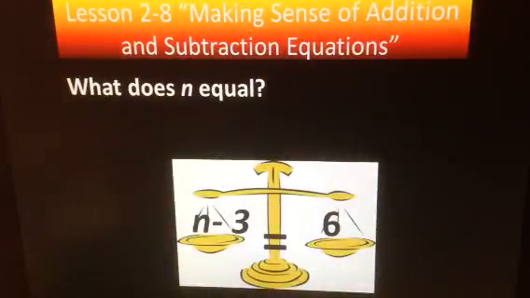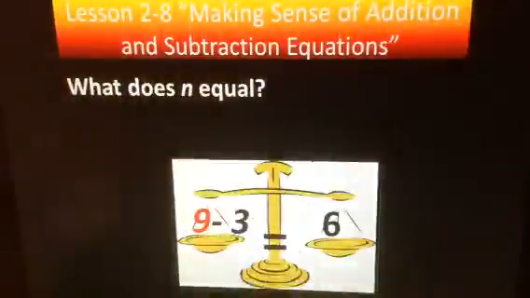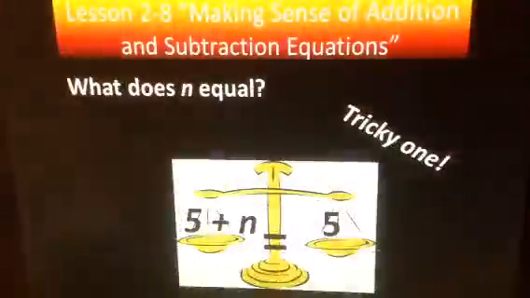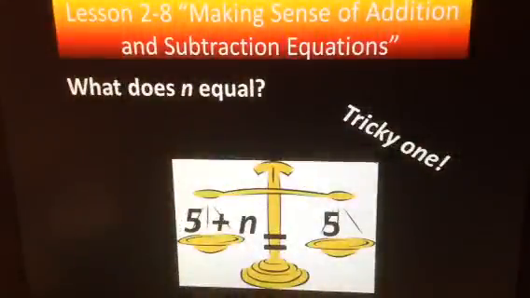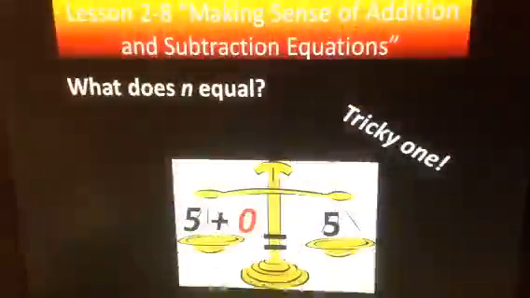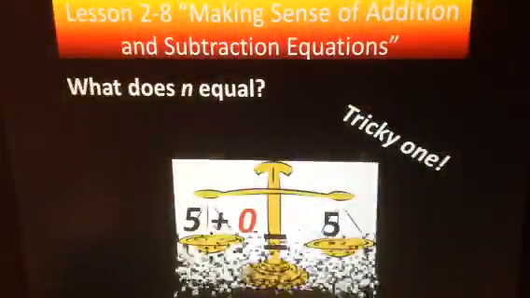How about this one? N minus 3 equals 6. You could solve this by adding 3 plus 6. Here's a tricky one. 5 plus something equals 5. My students got this pretty quick today. 5 plus 0 equals 5.